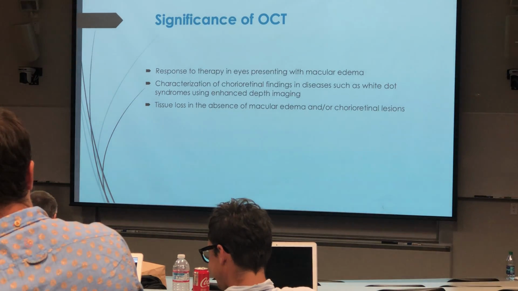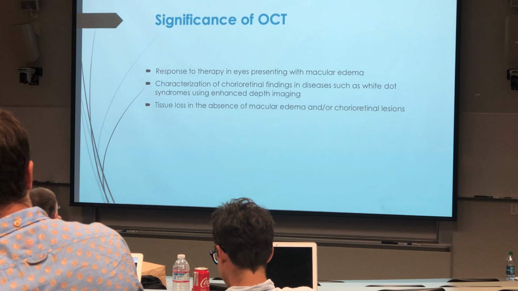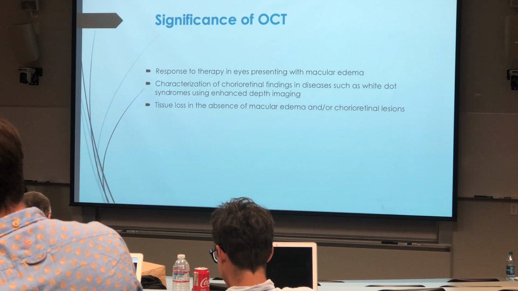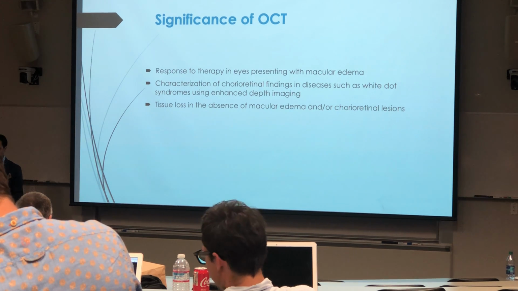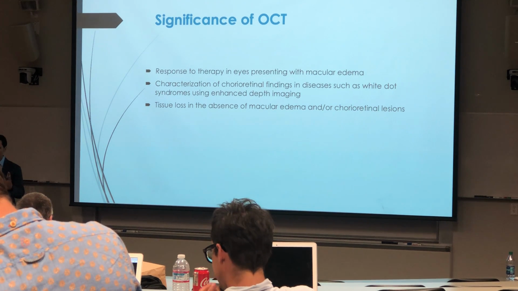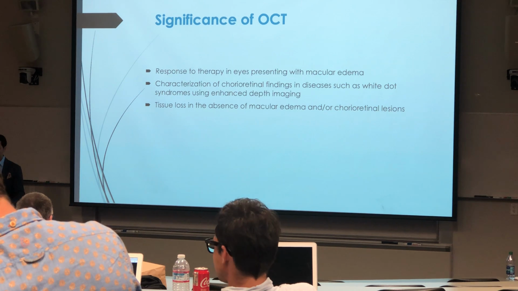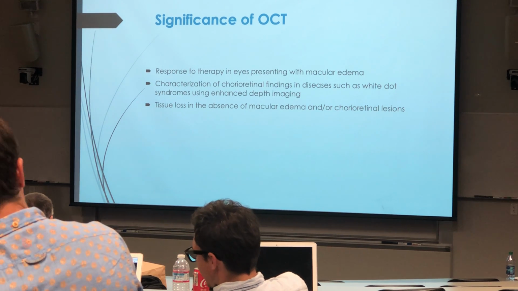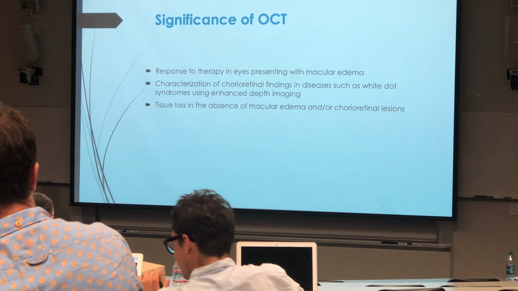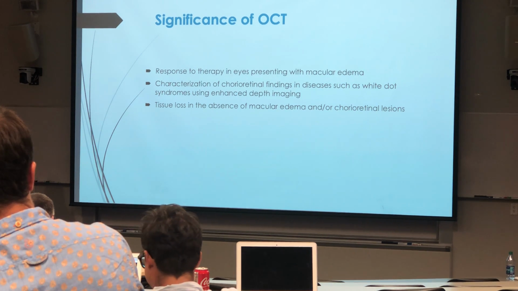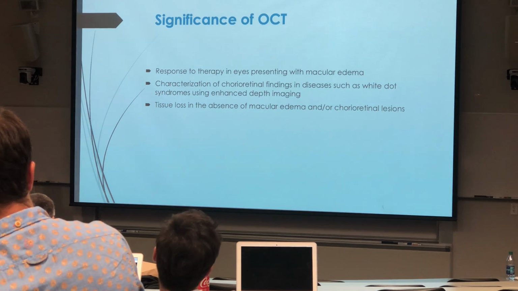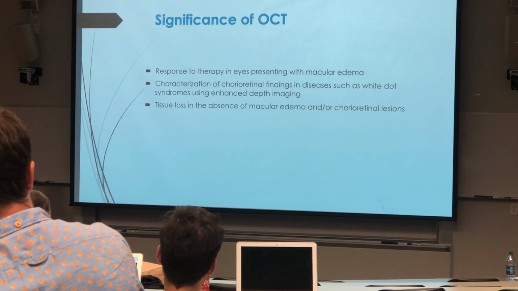The second one is the characterization of lesions. That's very important. In a lot of these white dot syndromes, we want to know where the lesion is, how big it is, whether it is growing or not growing, and what retinal layers it is involving. The third one is that, in certain situations, in the absence of any chorioretinal lesions or any macular edema, we can see some retinal thinning, and that is possible to objectively quantify with OCT as well.